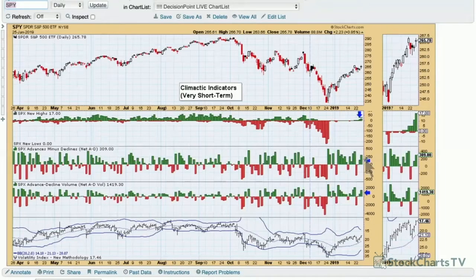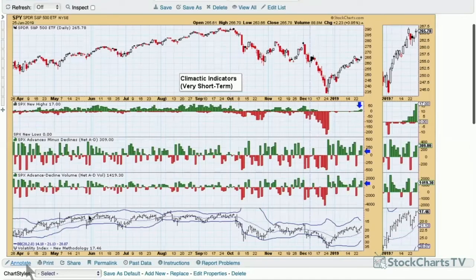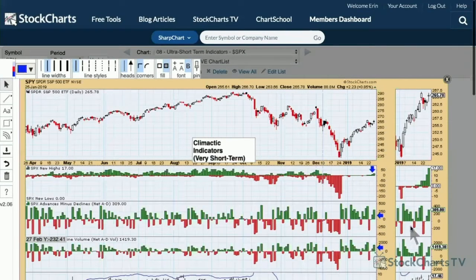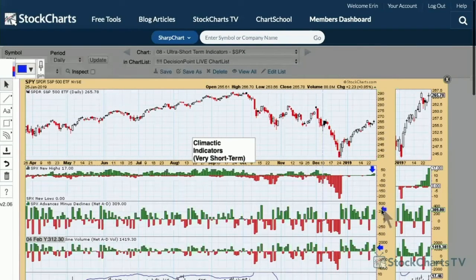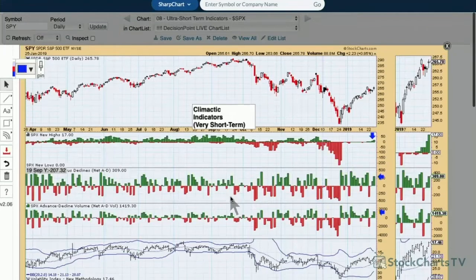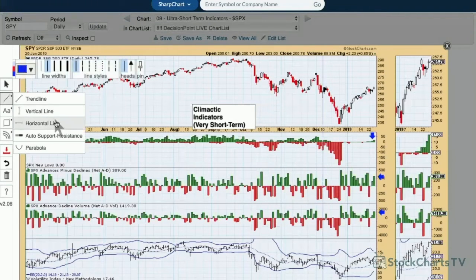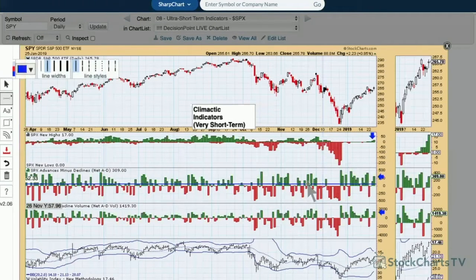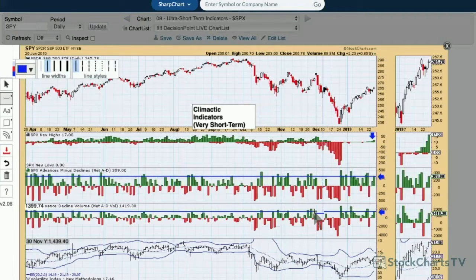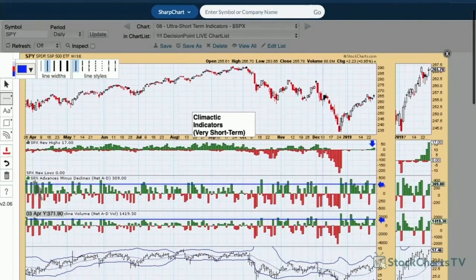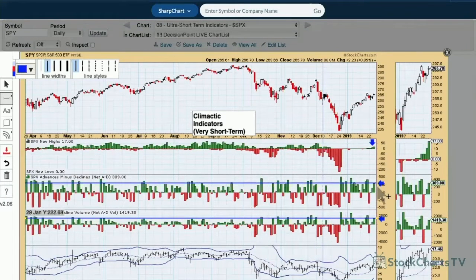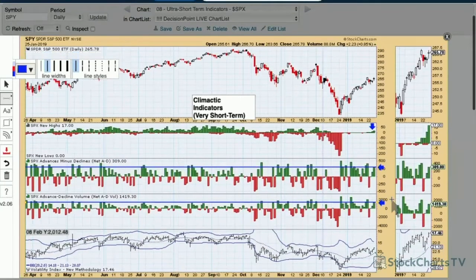I'm going to get to the annotation tool so I can do this a little easier. And there we go. I would say these are climactic moves, but not super, because I'm going to show you where it actually lines up. We've had a few times where it's certainly been more climactic. So we could see more climactic moves out of this.